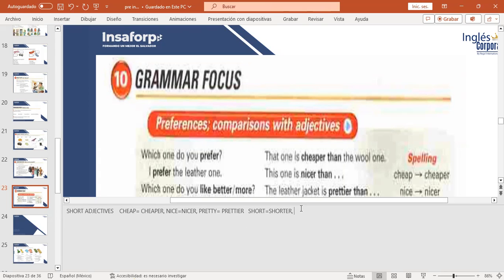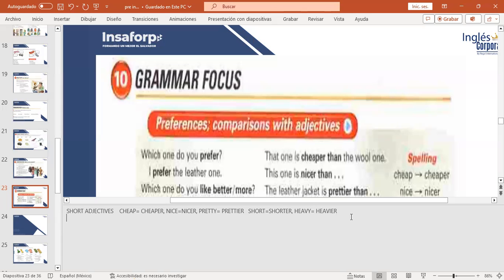Got it. Okay. Another example with Y. We have heavy. Heavy is another adjective, and heavy has consonant and Y. What happened to this one? We write heavier. Change Y to I and add ER.